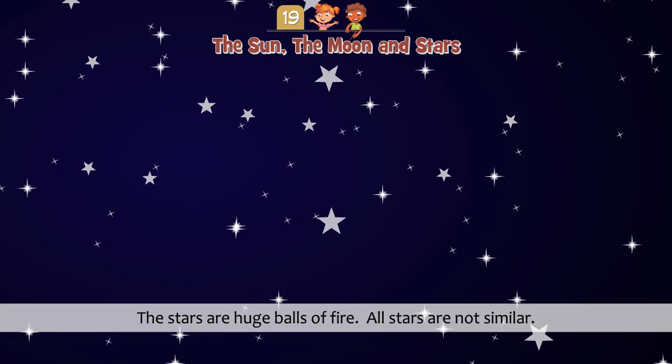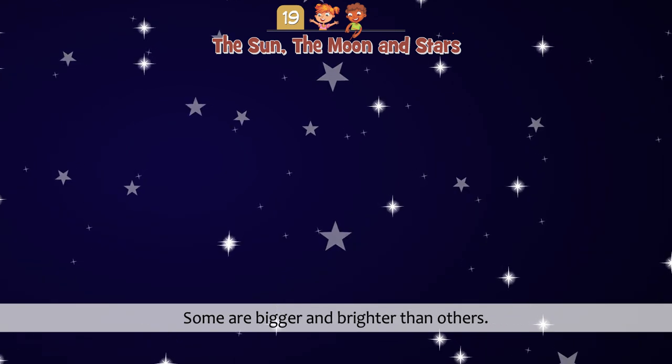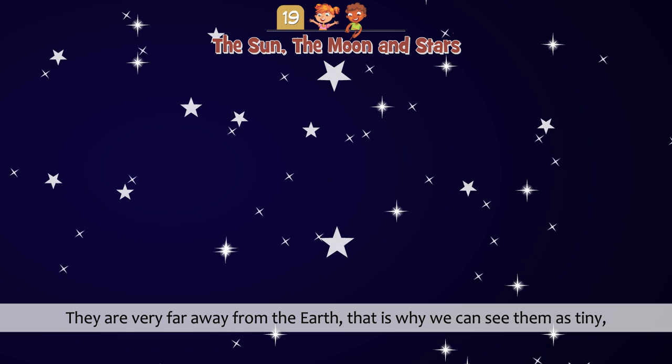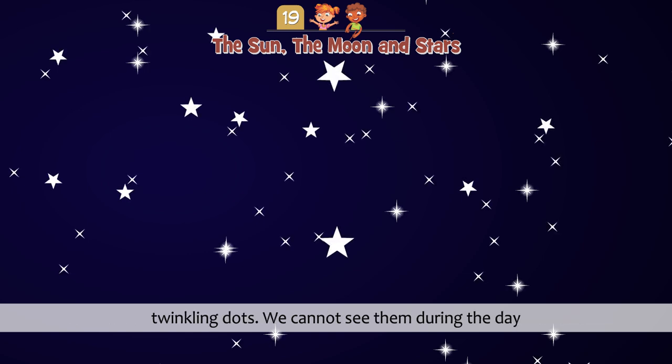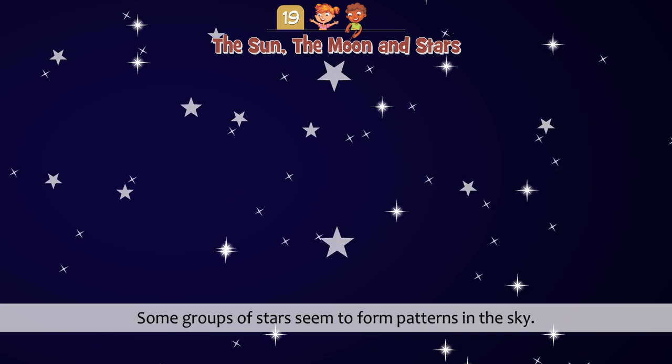Stars. The stars are huge balls of fire. All stars are not similar. Some are bigger and brighter than others. They are very far away from the Earth. That is why we can see them as tiny twinkling dots. We cannot see them during the day because the sun is very bright. Some groups of stars seem to form patterns in the sky.